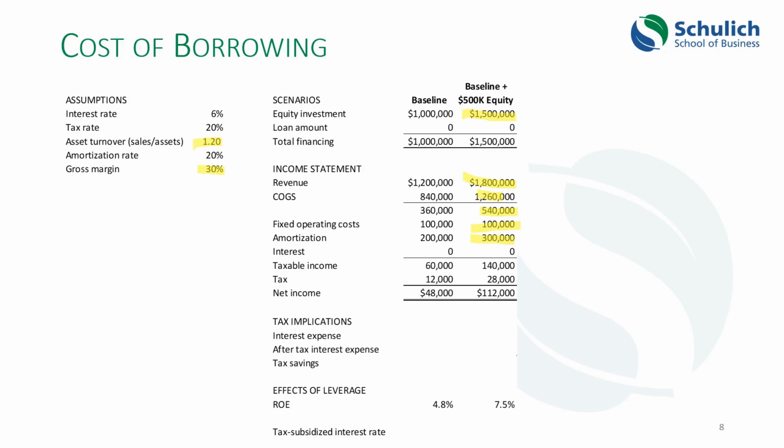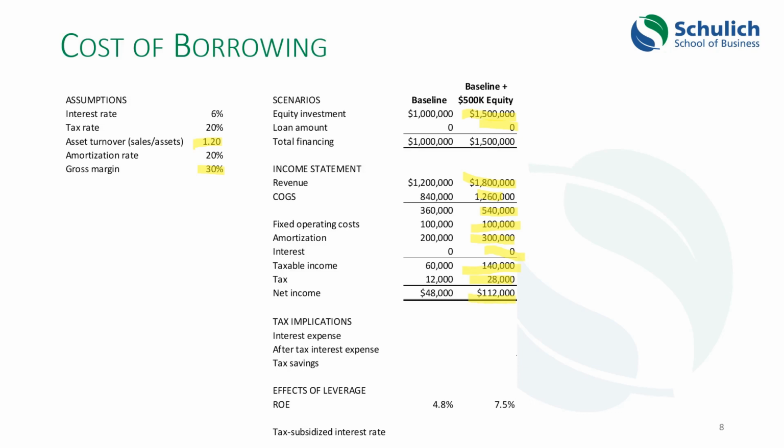And that leaves us with, again, no interest because we haven't done any borrowing, and taxable income of $140,000. At our tax rate of 20%, that is $28,000 worth of tax, leaving us net income of $112,000. So this makes sense, right?